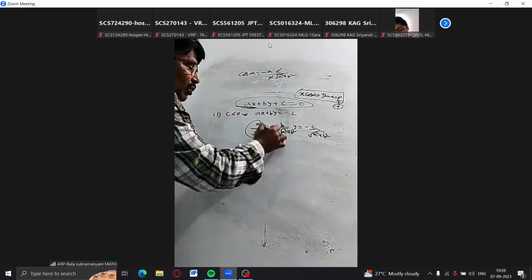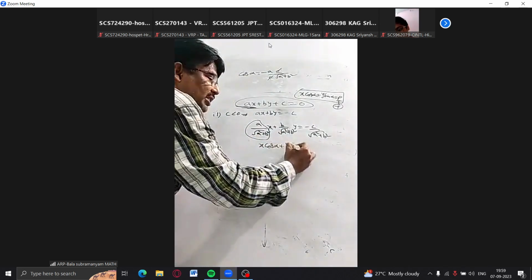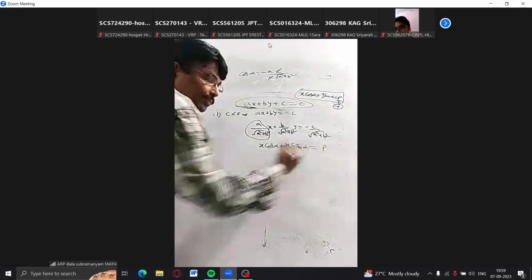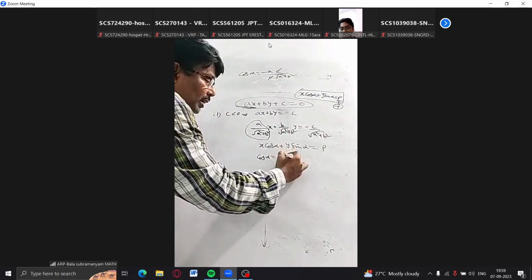Here it is of the form x cos alpha plus y sin alpha is equal to p. Cos alpha is equal to A by root of A square plus B square. Is it clear?